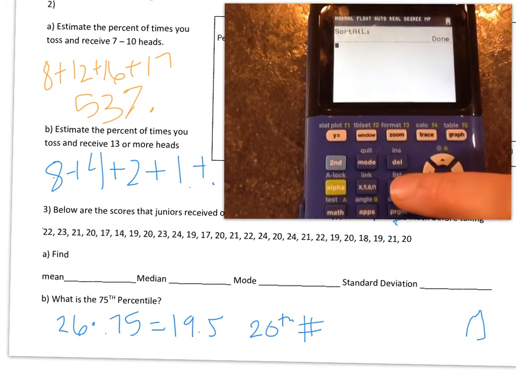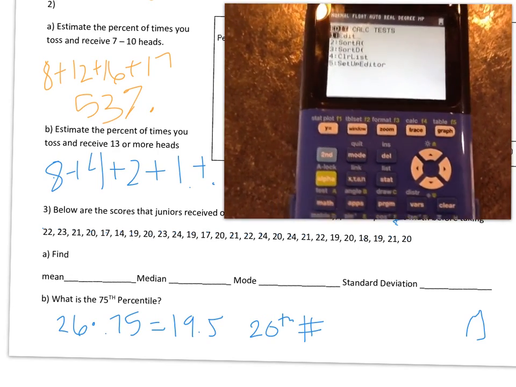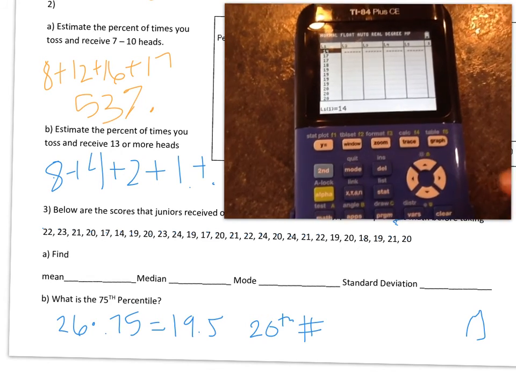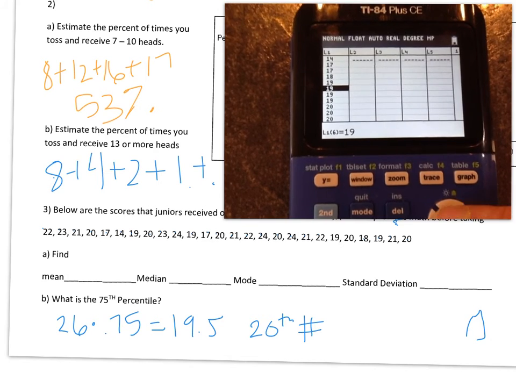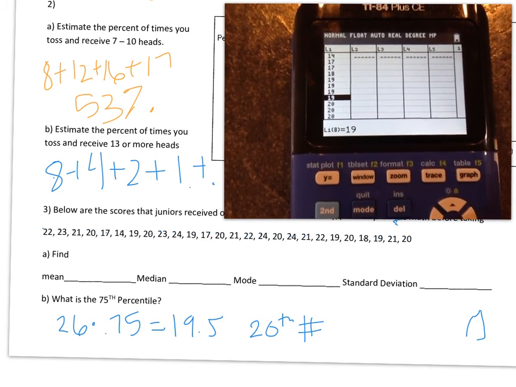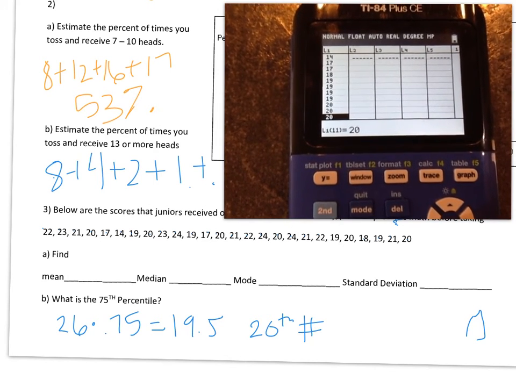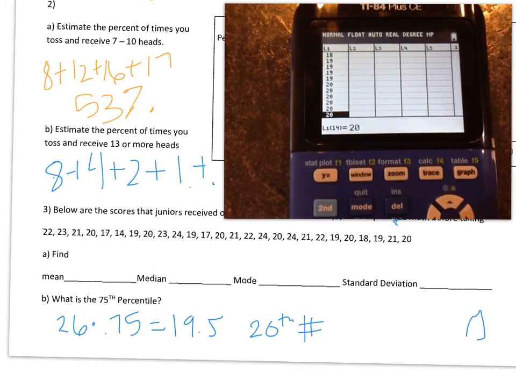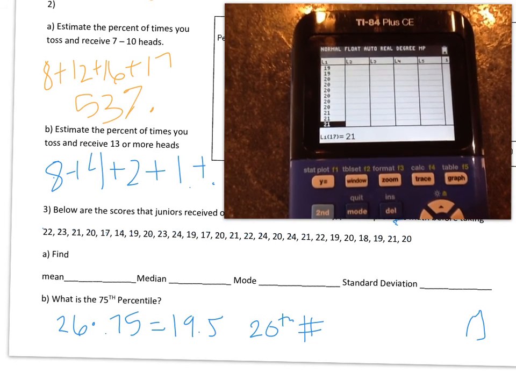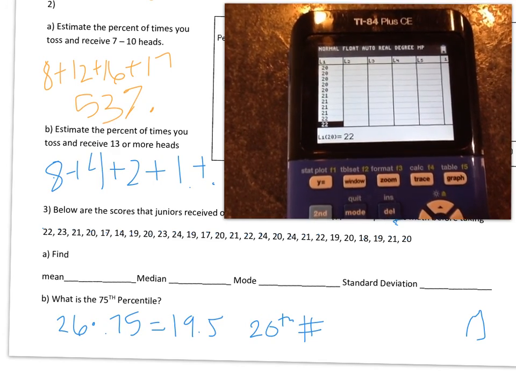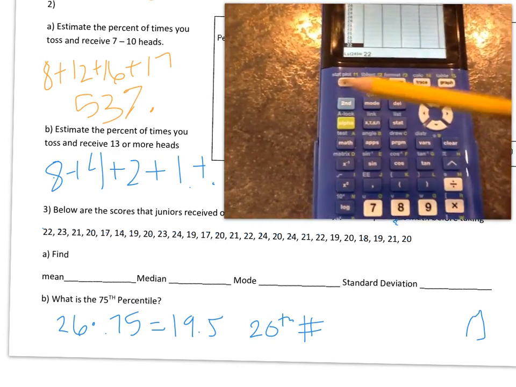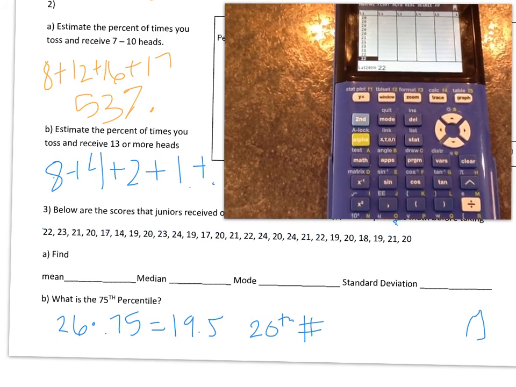I'm going to go back over to Stat and Edit. And this is actually going to be really nice for my last question too. Now this is all in order. So now I can look through these. Okay, 19 shows up 1, 2, 3, 4. 20 shows up 1, 2, 3, 4, 5, 6. I think 20 is going to be my mode. Let's check 1, 2, 3, 4. Yep.